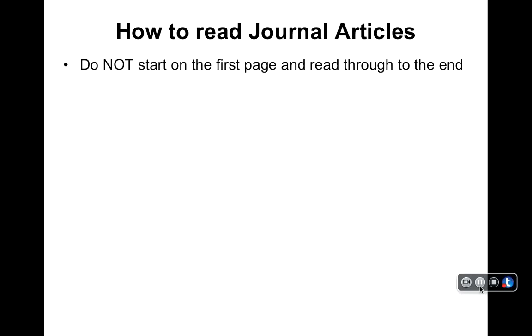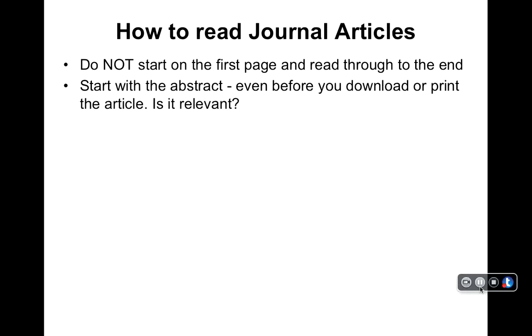Here are my thoughts. First of all, do not start on page 1 and read through to the end. This is the worst way to approach a journal article. Most of the time you'll get very bored, you won't really be processing the information, you'll spend a lot of time for no return. Do start with the abstract.